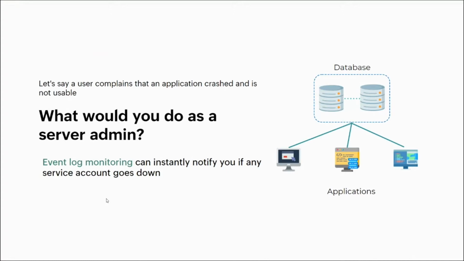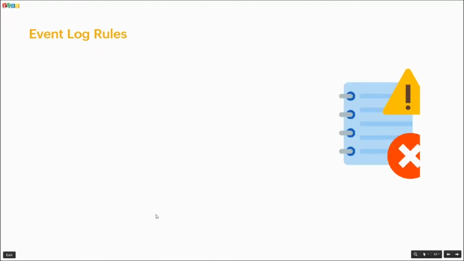So let's see how event log monitoring helps us in real time and what the various options are which are available under event log monitoring. When we talk about event log monitoring, it's pretty simple and straightforward. OpManager will be monitoring the events on the end devices, and based on the rule which you create, which is otherwise called an event log rule, OpManager will raise an alert and notify you if that event is detected on the end device.